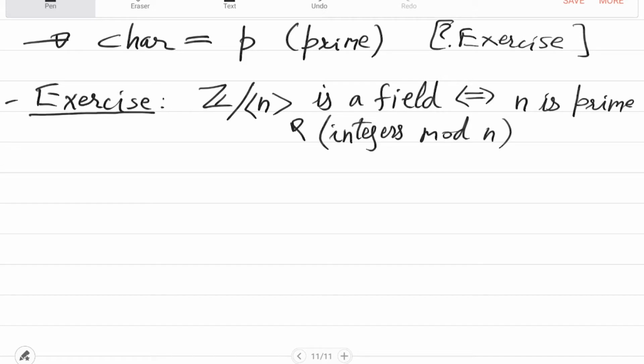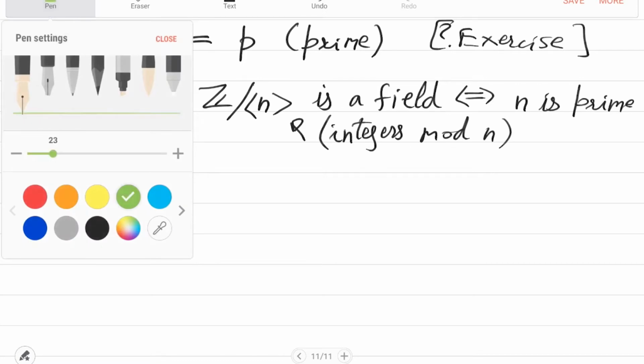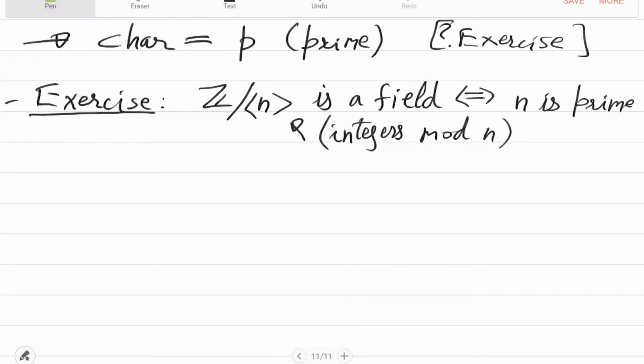So what happens when n is composite? What is the main problem that happens? Yeah, so the problem is that inverse will not exist. So take n to be 6, then the problem is that 2 inverse mod 6 doesn't exist.